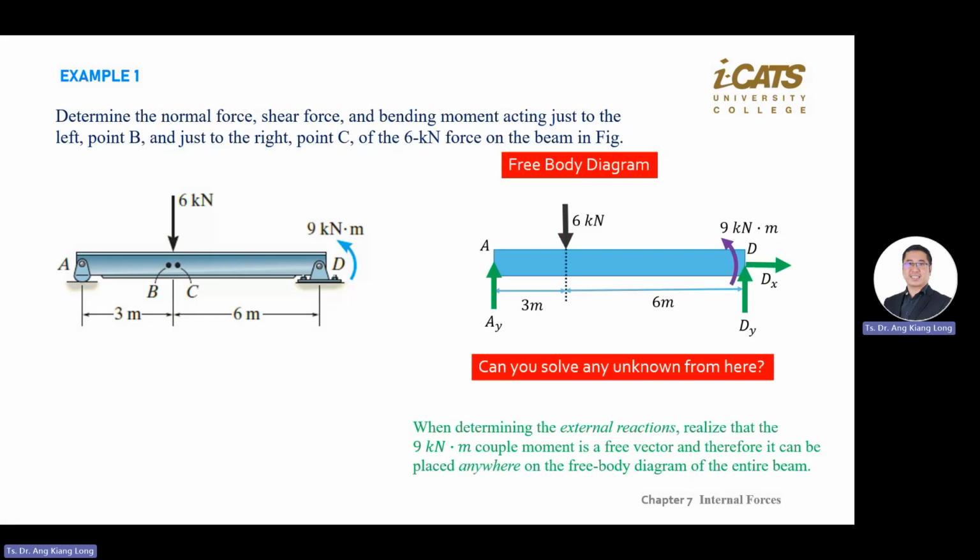From here, we are solving external first. Can you solve all the unknowns here? Can, right? So AY, DY equal to 6, DX equal 0. Of course, write it how you write here. You can solve moment first or force first, also the same.